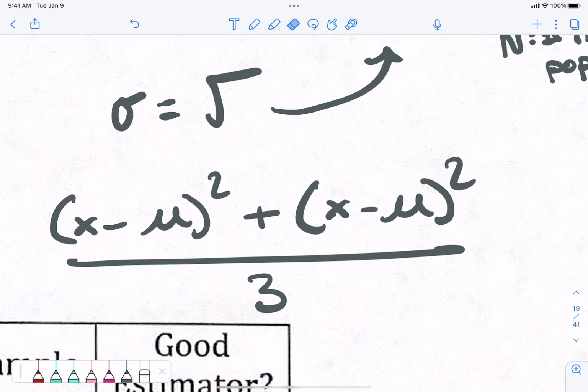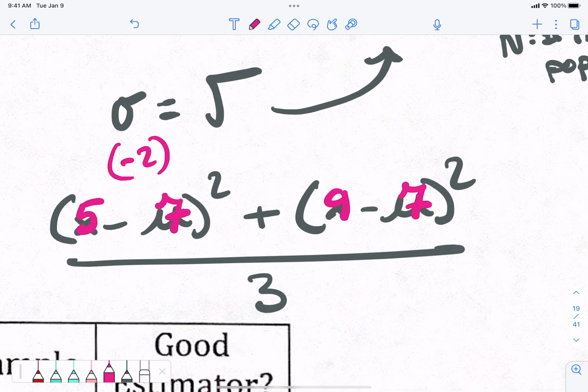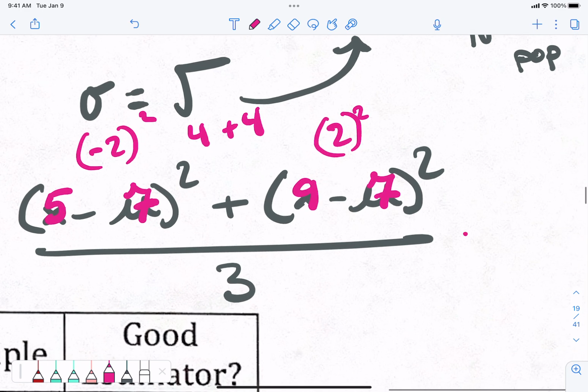Okay, the next one that I'm doing now, we're doing 5 and 9. My x's are 5 and 9. What's the average? What's my mu? 7. Okay, so I'm doing 5 minus 7 and 9 minus 7. 5 minus 7 is negative 2 squared, and 9 minus 7 is positive 2 squared. Negative 2 squared is 4. Positive 2 squared is 4, so I'm doing 4 plus 4, which is 8, divided by 3.